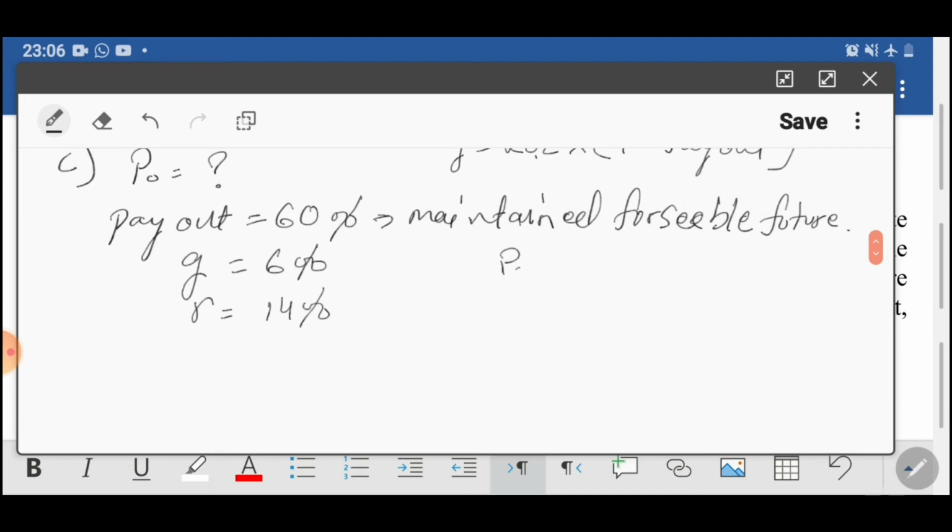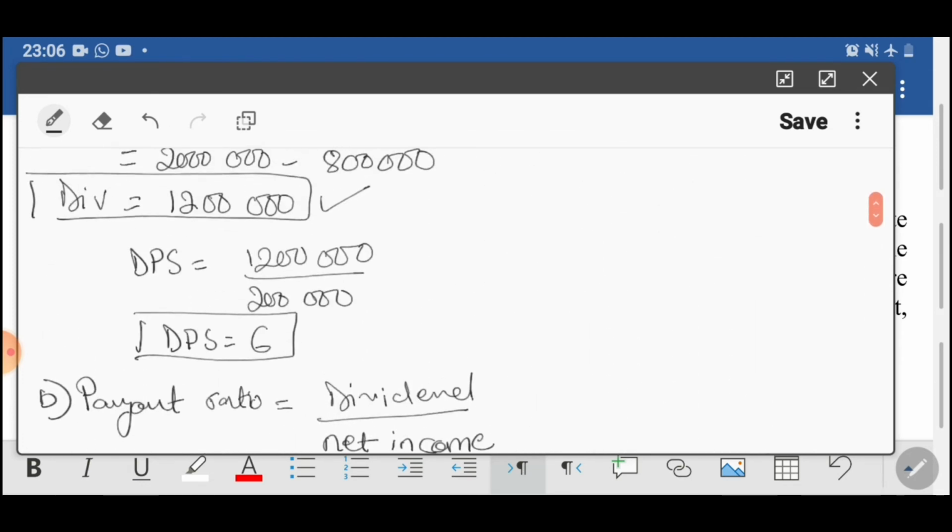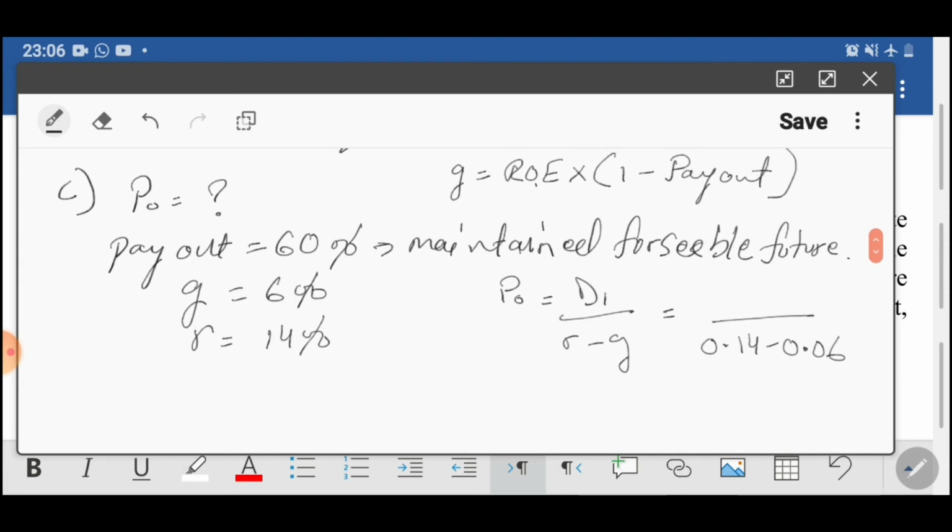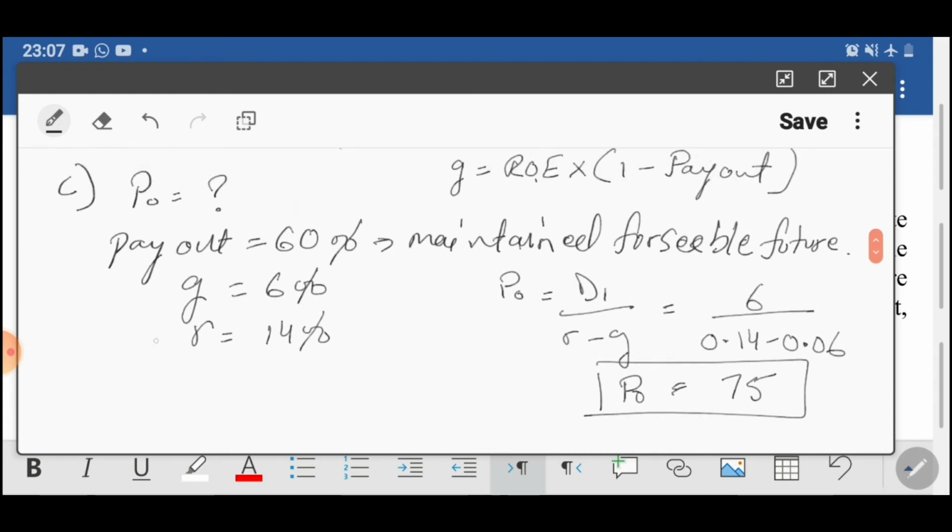For the stock price you can use the constant growth formula here. So you know that r is 14%, you know that the growth rate is 6%. You need the dividend per share. So you have also calculated the dividend per share. Here is your dividend per share, which is 6. So if you solve this, the stock price over here will be 75. Okay. So we calculated the stock price at a payout of 60%, this is basically the stock price after the founder left.